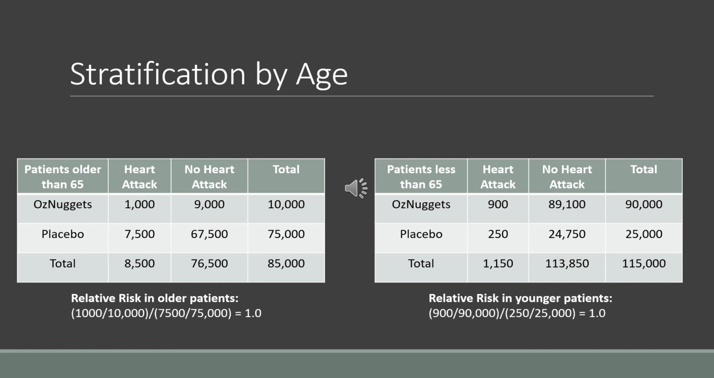So although the results seem to be very different when looked at in total, it's because there was a confounding variable of age, and if we hadn't adjusted for it with stratification, that would have led us to a false conclusion.